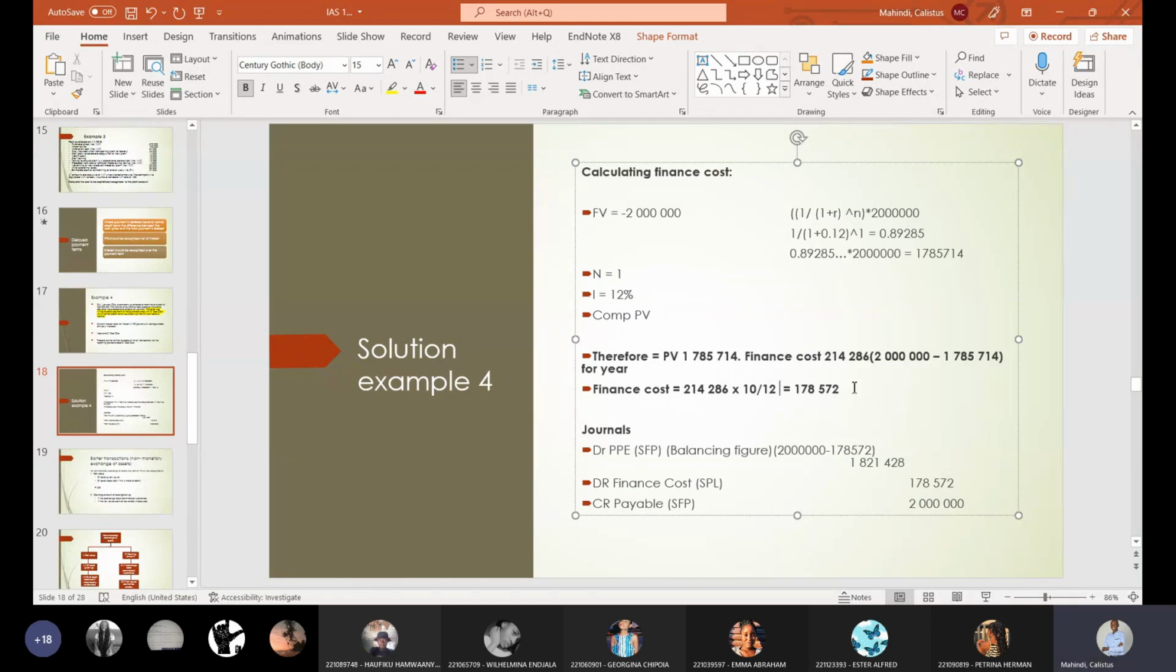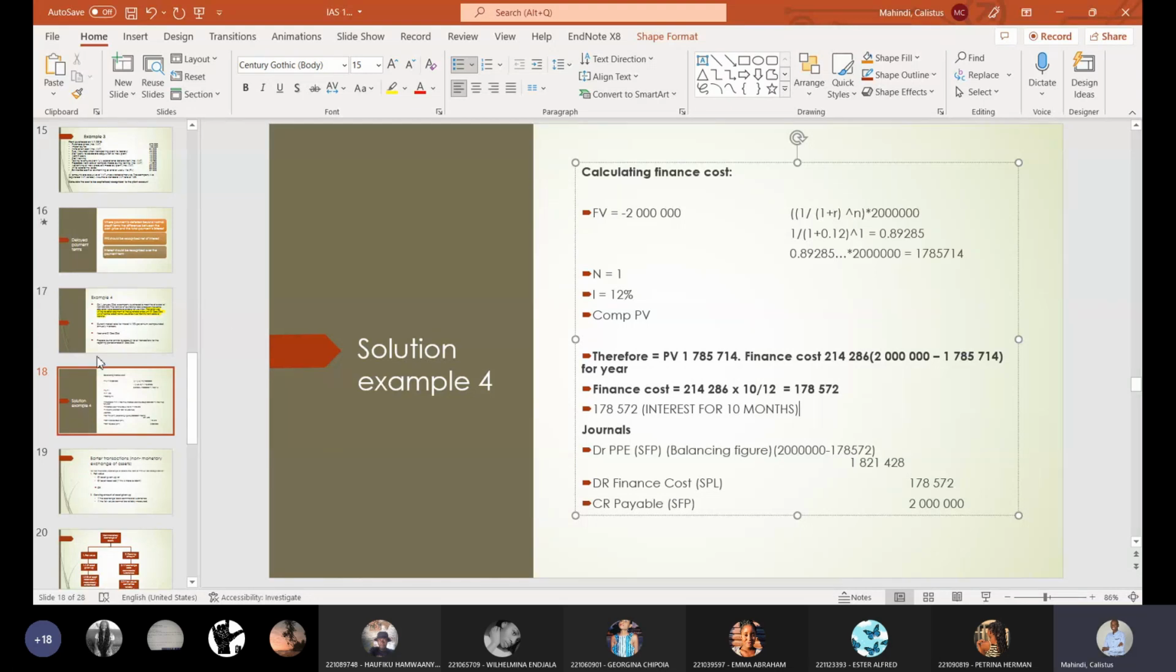So that 178,572 is your interest for 10 months. The other 2 months is normal credit terms. You won't be charged interest for those 2 months. But why did we have to calculate interest for the whole year?